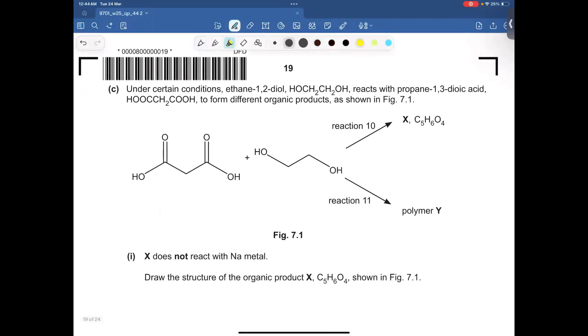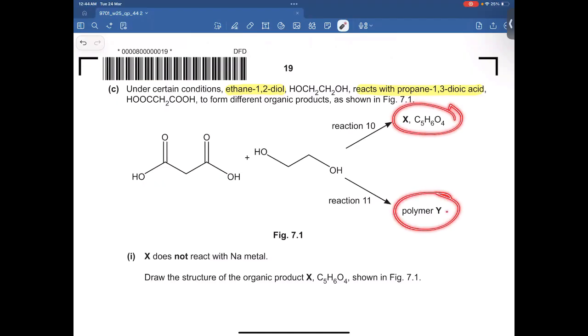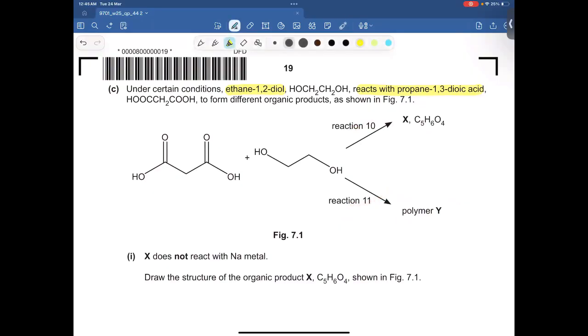Under certain conditions, ethane 1,2-diol reacts with propane 1,3-dioic acid. Okay. And because of that, compound X is formed and polymer Y is formed, which means these two reactions are different from each other. Okay. So let me write down the polymer first.